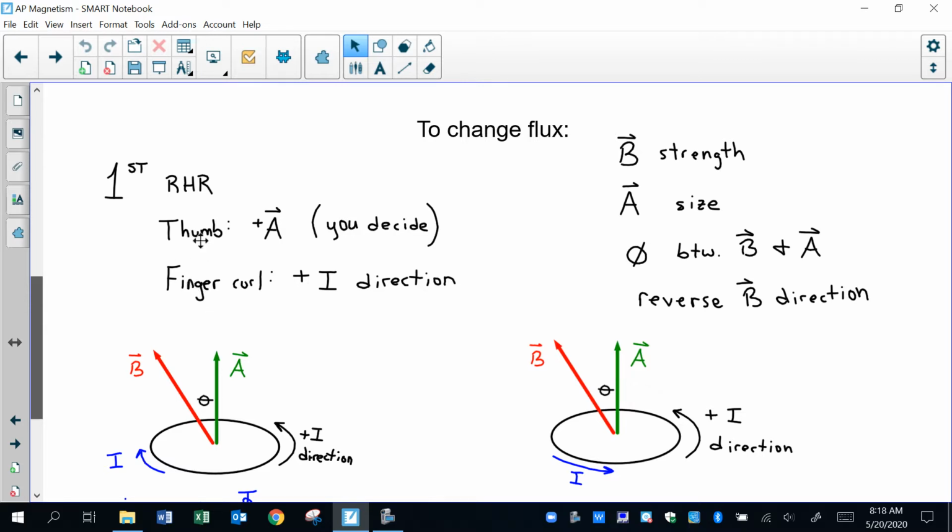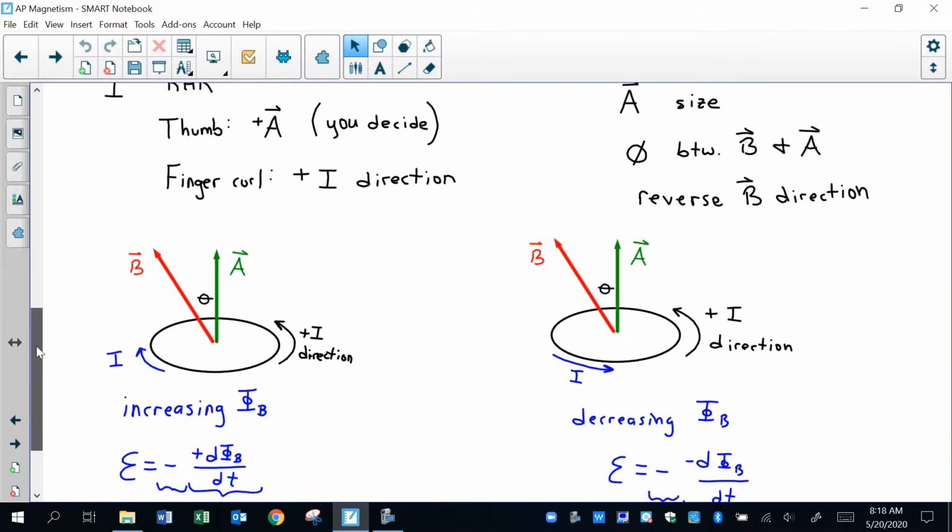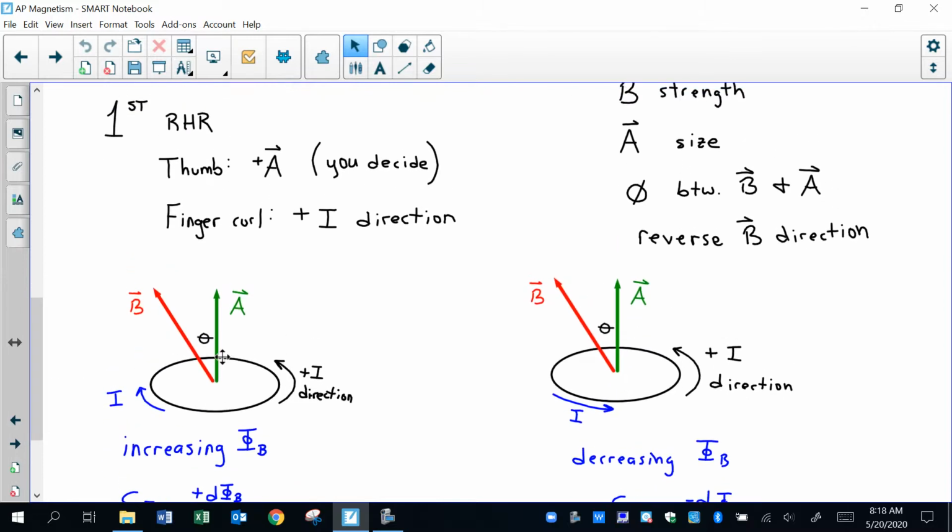So our thumb is going to be the direction that you decide is the positive area direction. Remember, area is a vector coming out of our surface. So if we come down here, I have this green arrow pointing up. So clearly I have defined this loop right here to be in the XZ plane with the Y or J hat plane going straight up. So this area vector is J hat, positive J hat.